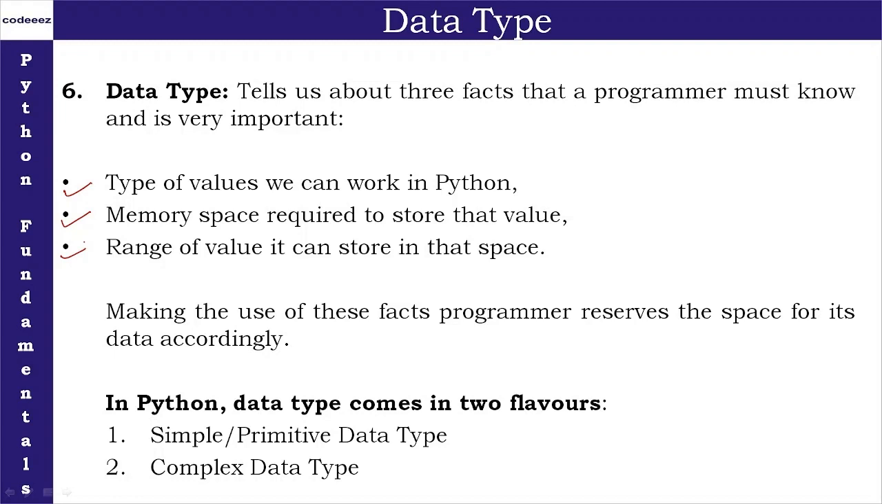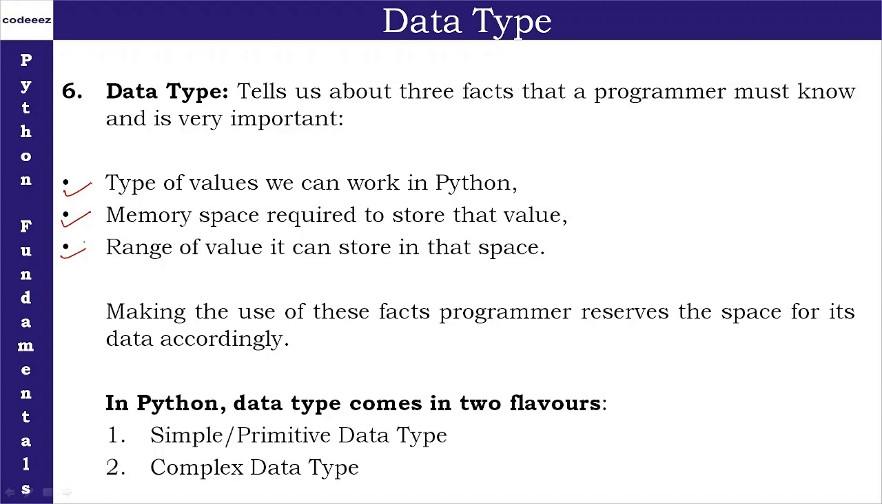The first, what type of data we can work with in Python, what will be the space required in memory to store that data, and what will be the range of values it can store in that available space. So this is what data type tells us. Here data types come in two flavors in Python, that is simple data type, primitive data type, or it can also be termed as primary data type, and the other one is complex data type or secondary data type.